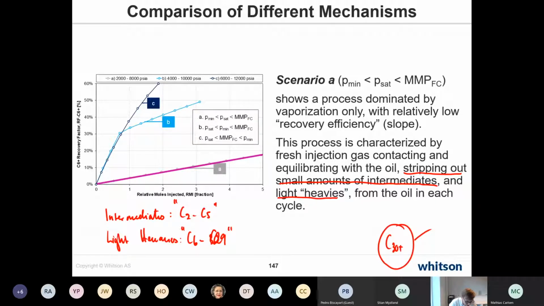And that will essentially yield, if we did the Huff and Puff PVT experiment and made a similar curve as what we do for the slim tube experiment, a decreasing recovery efficiency as we go further down right here, because we're leaving these C30 plus components in the PVT cell, and they will not be possible to vaporize.